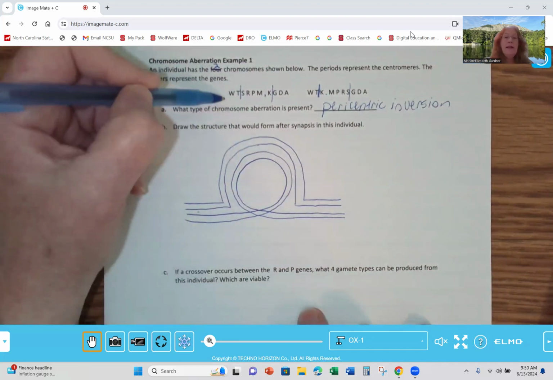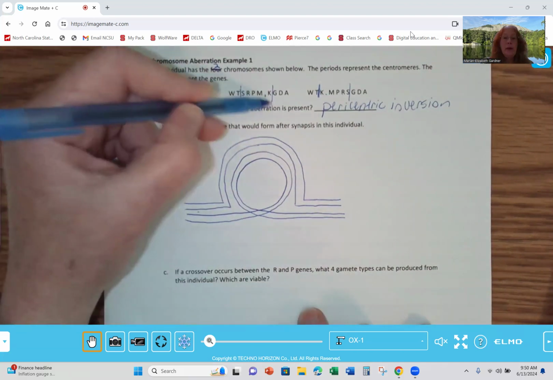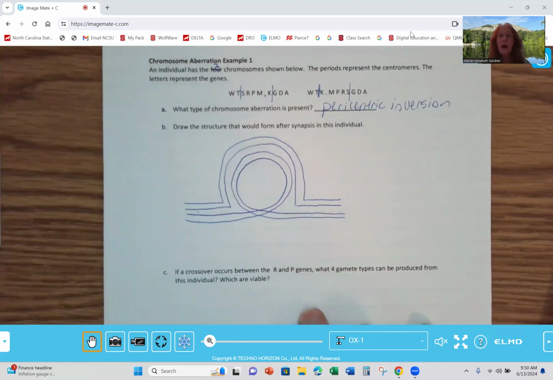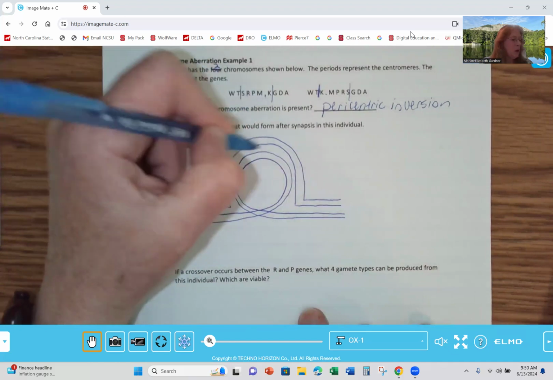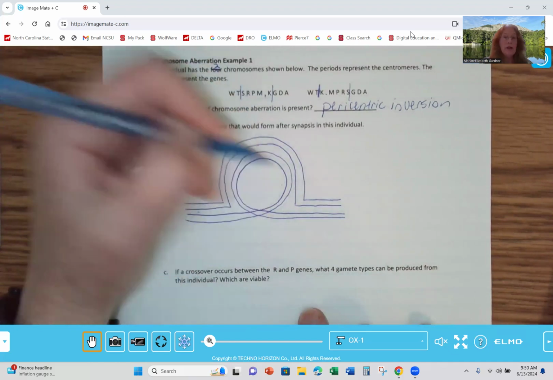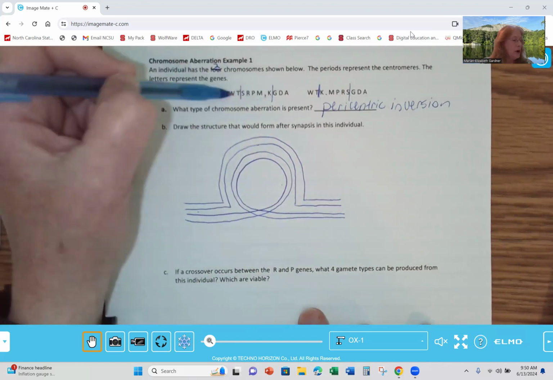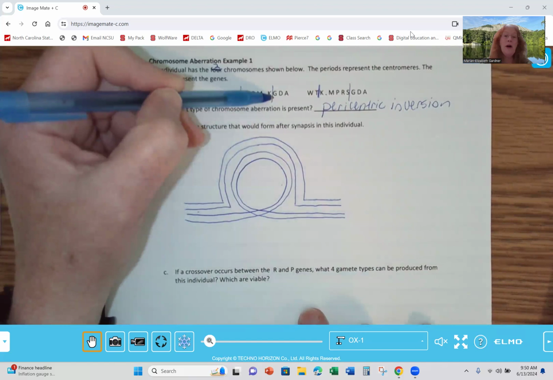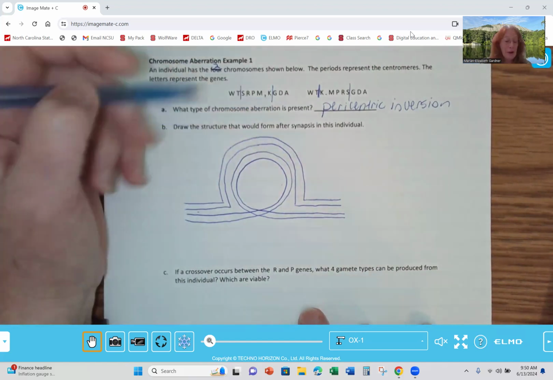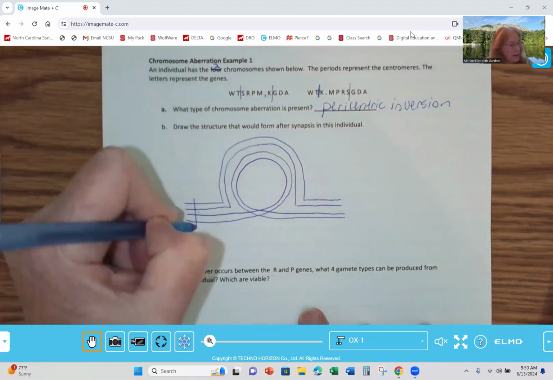Now, having these little lines here indicating where the inverted sequence is really helpful if you want to try to draw this out, because the part that's inverted is on the loop when we label the genes on these chromosomes. The part that is before the inversion is before the loop, and the part after the inversion is after the loop. So I've got WT.